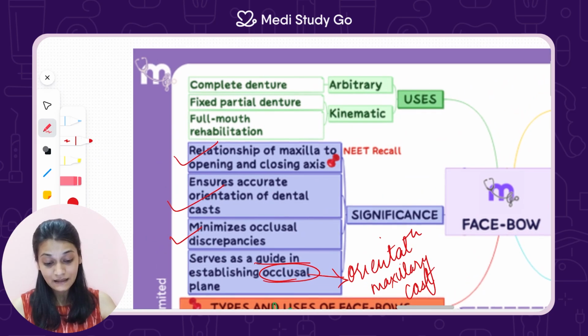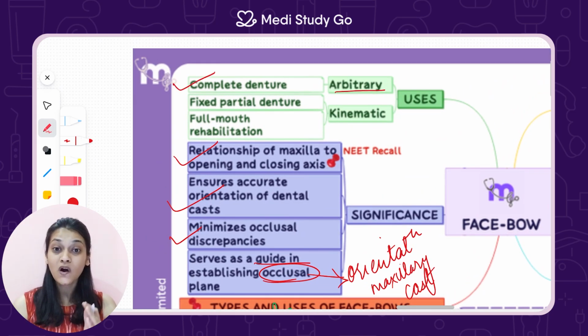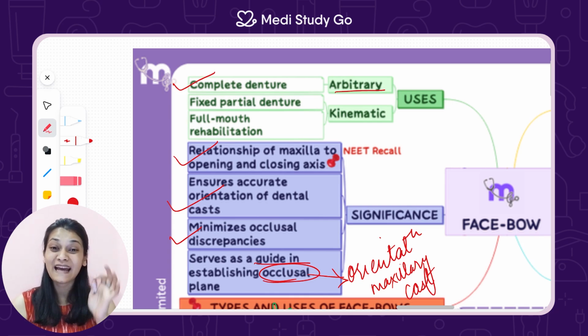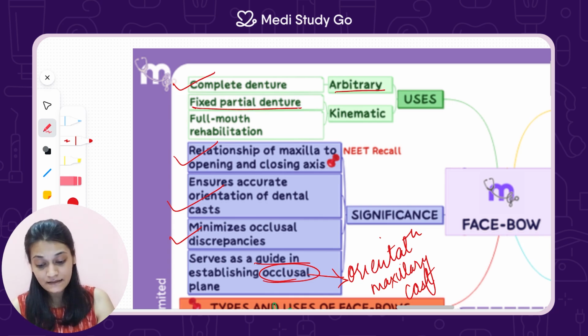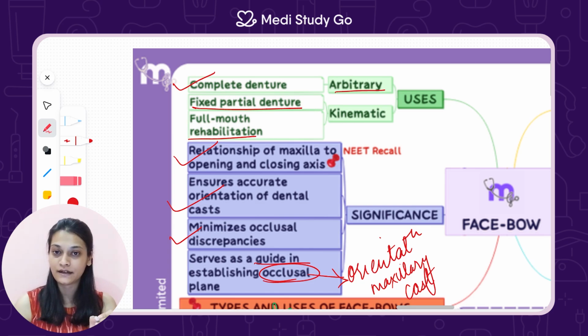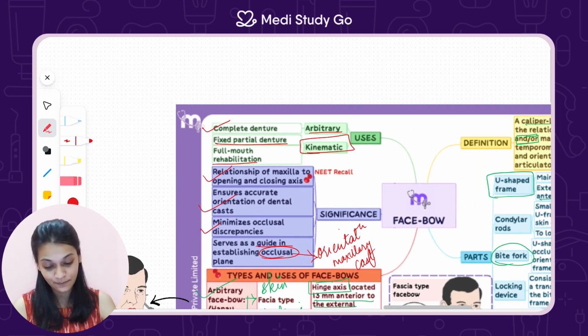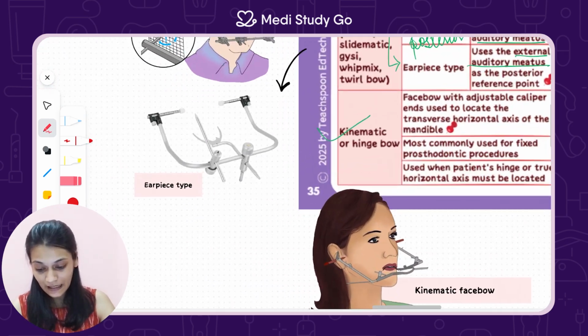So hence, what are the uses? Arbitrary can be used for complete denture because even the slightest discrepancy will be overcome by the resiliency of the mucosa. But whenever we want accuracy, in cases of fixed partial denture and full mouth rehabilitation, where we already have a centric established, a maximum intercuspation position, MIP, which is already present, we will want a kinematic Facebow.